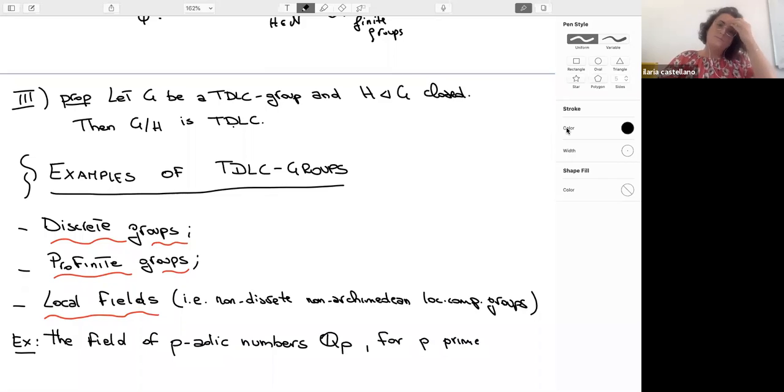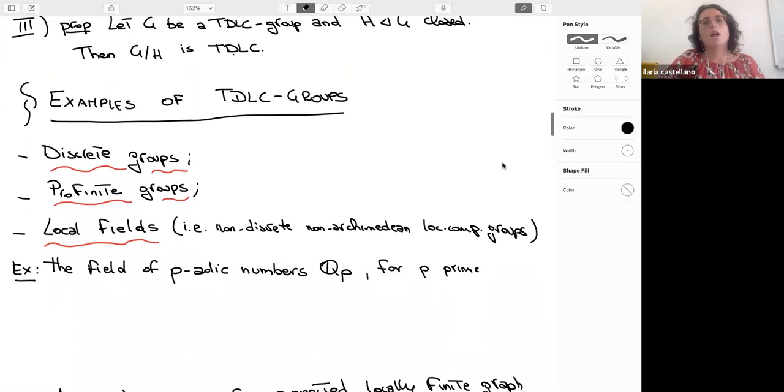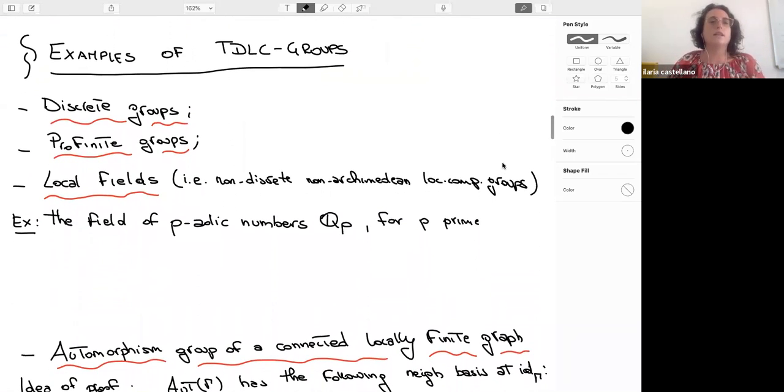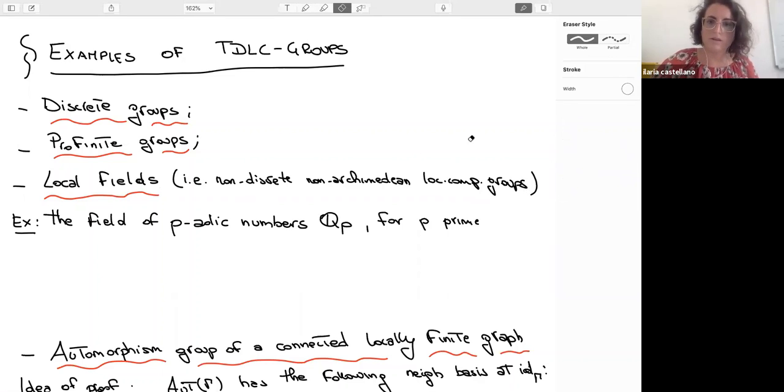Let's go to treat some examples. We have already seen that discrete groups are totally disconnected locally compact, but I want to stress further this part. Profinite groups are again totally disconnected locally compact groups. Then another example is given by the class of local fields. I mean non-discrete, non-Archimedean, locally compact fields. This should be a field here.